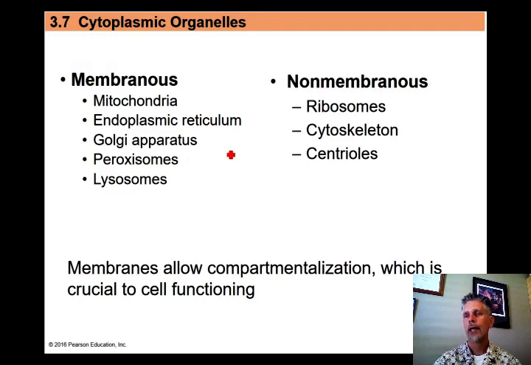We have it categorized into two ways. There are those that are membranous, that have their own membranes to them. So we're going to see things often go into them and then come out of them. And then we have the non-membranous organelles as well. Non-membranous include ribosomes, the cytoskeleton, and the centrioles. So you can see most of what you've seen in the past in terms of organelles are called membranous.